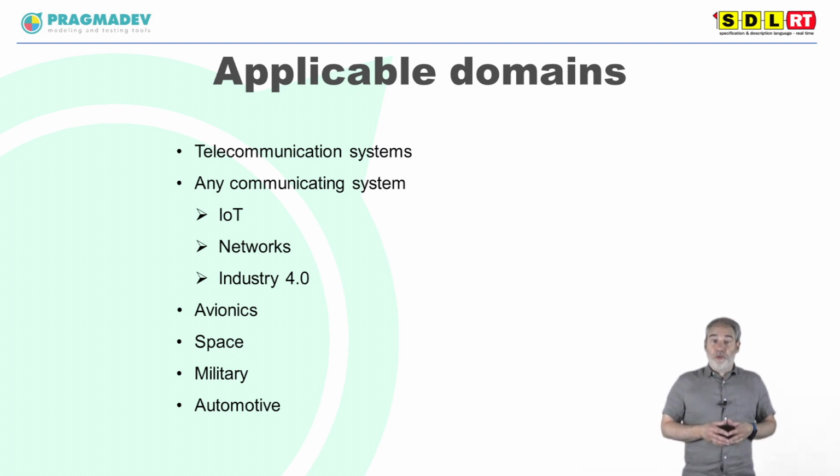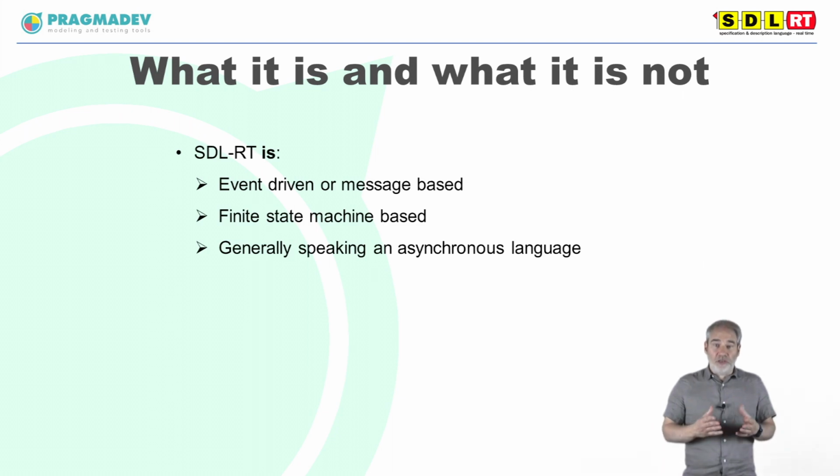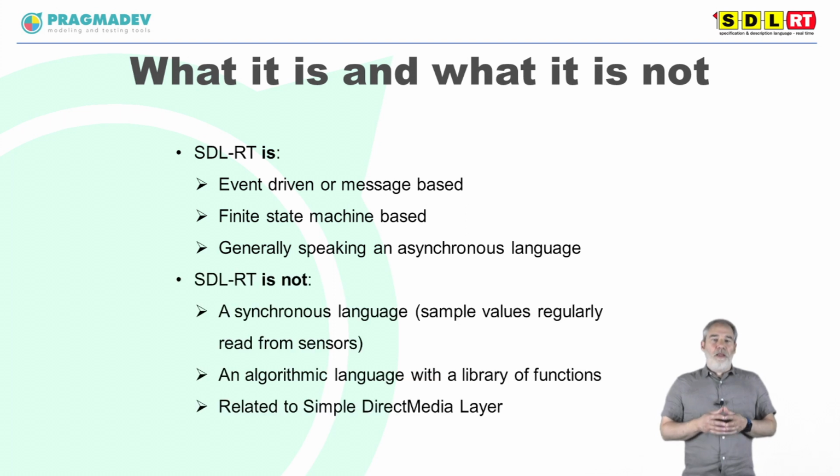To evaluate if SDL-RT is suitable for a specific problem, it is important to understand what it is, but also what it is not. We will see in more details that SDL-RT is based on finite state machines exchanging messages. More generally speaking, it is an asynchronous language. In that world, the sequence of events is more important than the absolute time when the event occurred. That is opposed to a synchronous language, which is based on a clock, where, for example, the sensor value is read on a regular basis, and the delay between two samples is paramount. That is particularly true when there is a library of mathematical functions that rely on the regularity of the samples.